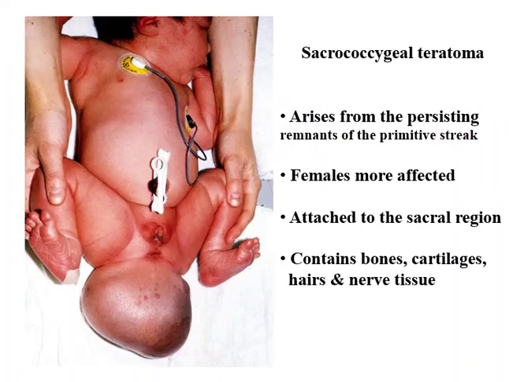Here, the sacrococcygeal teratoma. In this case, it arises from the persisting primitive streak. Females are more affected than males. Also attached in the sacral region, it may contain bones, cartilage, hair, nerve tissue, or other tissues.